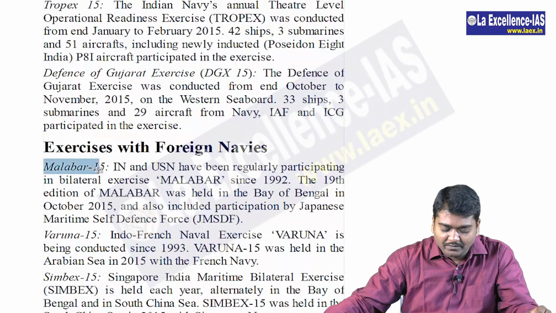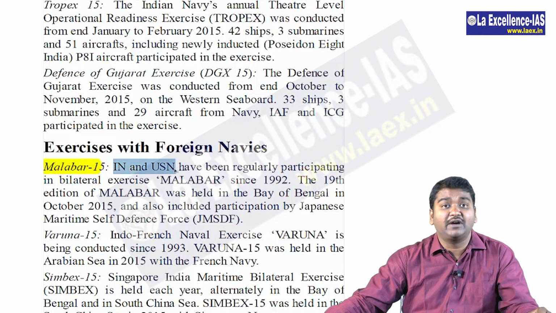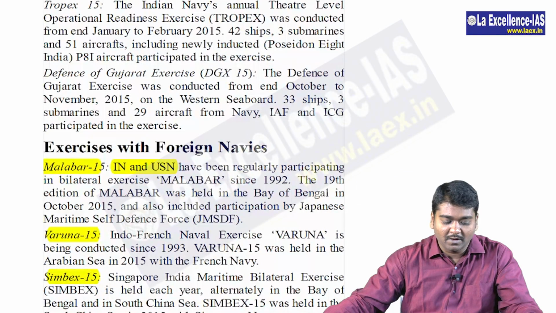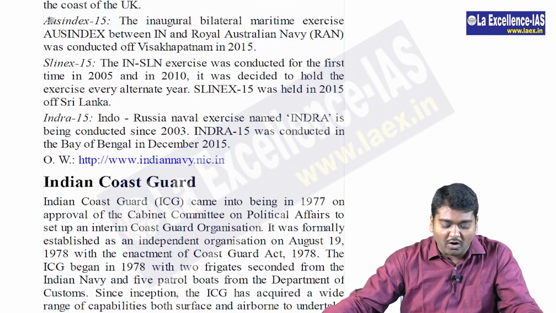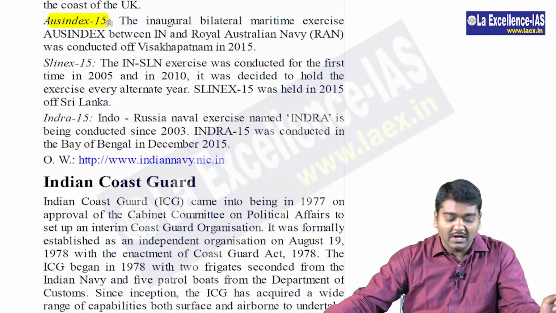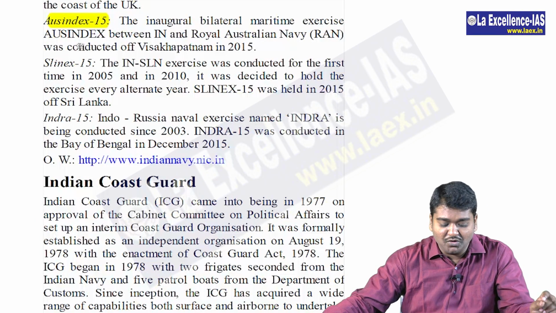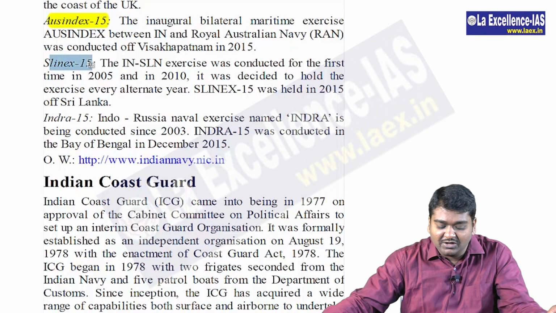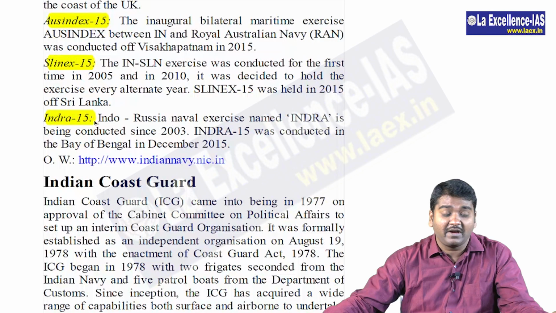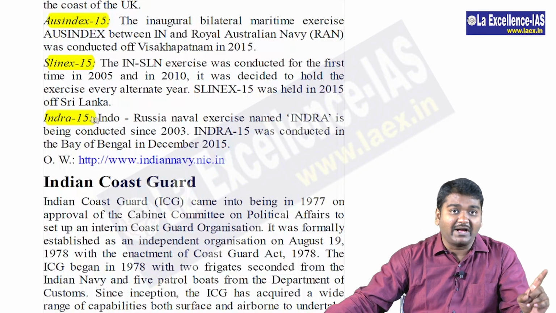Malabar 15, India, US and now Japan is also part of it. Varuna 15, India and France. Simbex, easy to remember, Singapore and India. Then you have Ocendex, which is Australia and India. Then you have Konkan between India and UK. Slinex, easy to remember, Sri Lanka and India. Indra, easy to remember, India and Russia. They may give match the following.